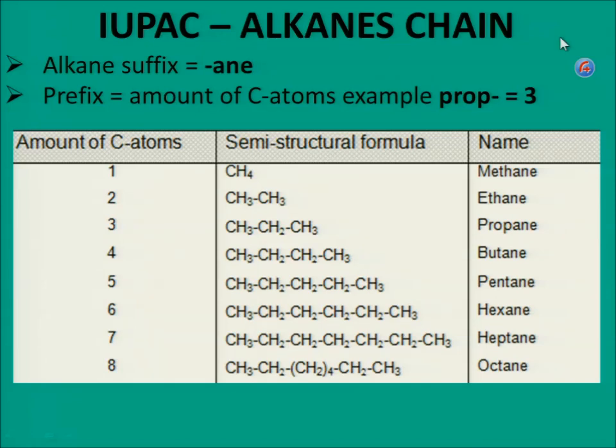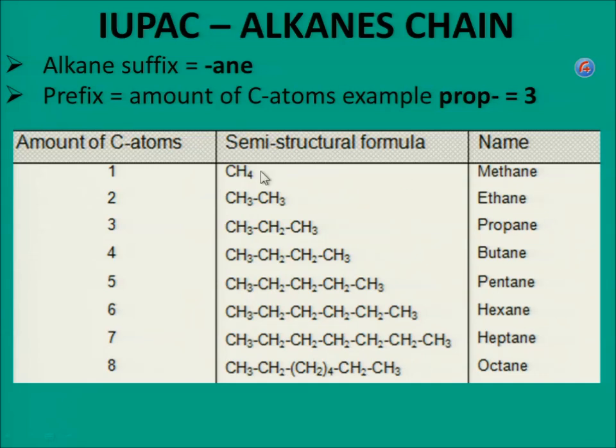So now we're moving on to IUPAC naming. That means if you have a molecule, you want to give that molecule a name so that you and someone in China or someone in America can call the same molecule the same name. For alkanes, the end of the name is -ane. And then you add in front of -ane a prefix which tells you how many carbon atoms there are in that molecule. So prop means there are 3 carbons.